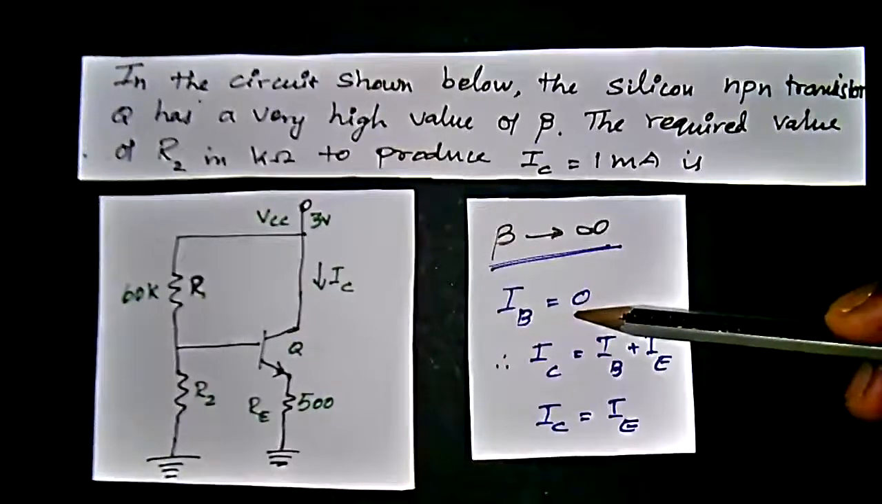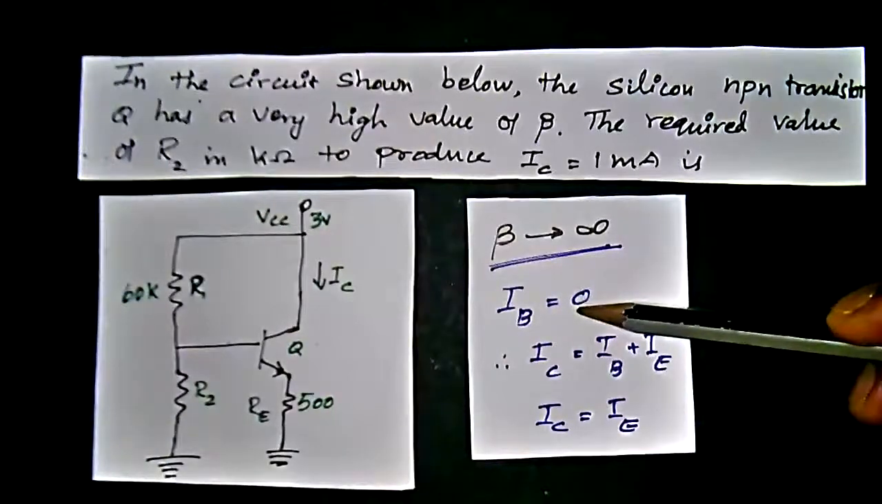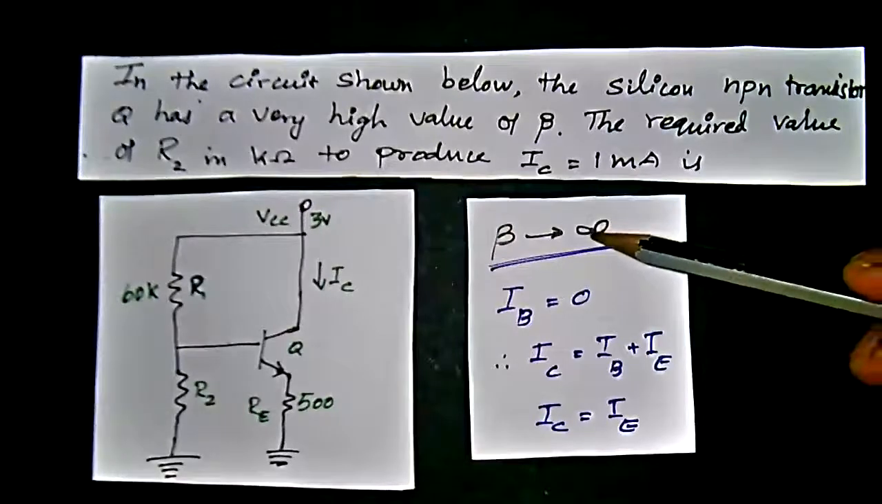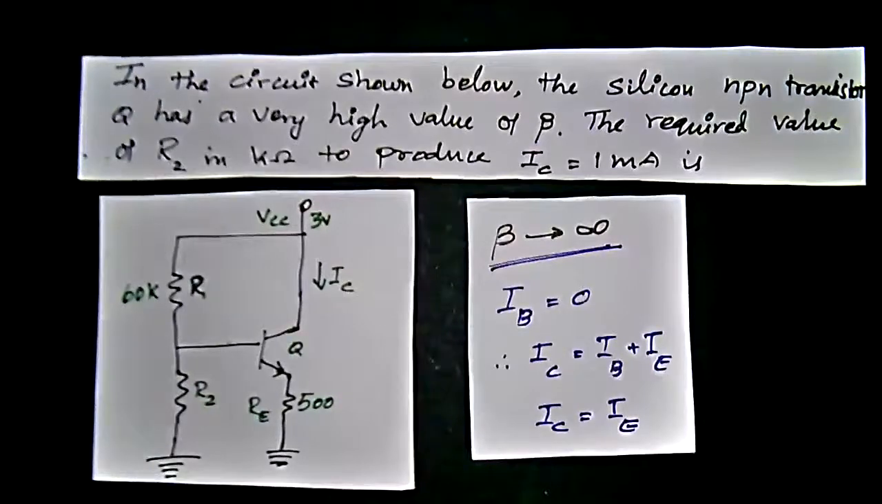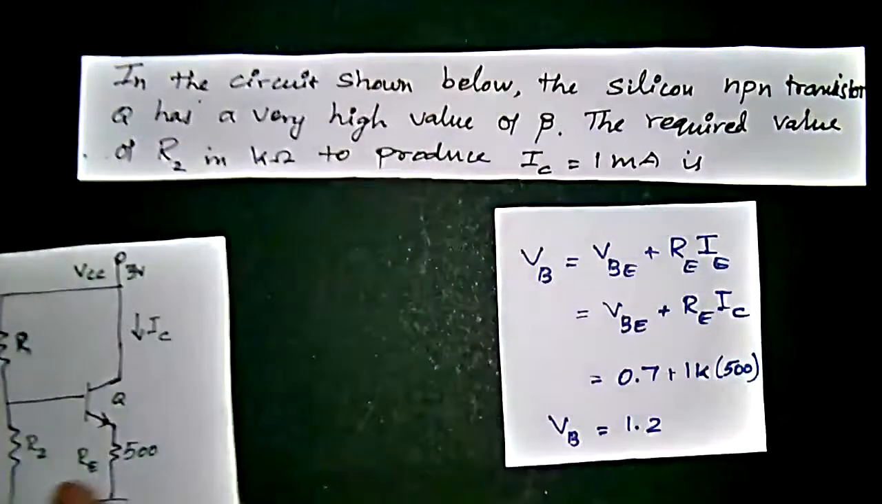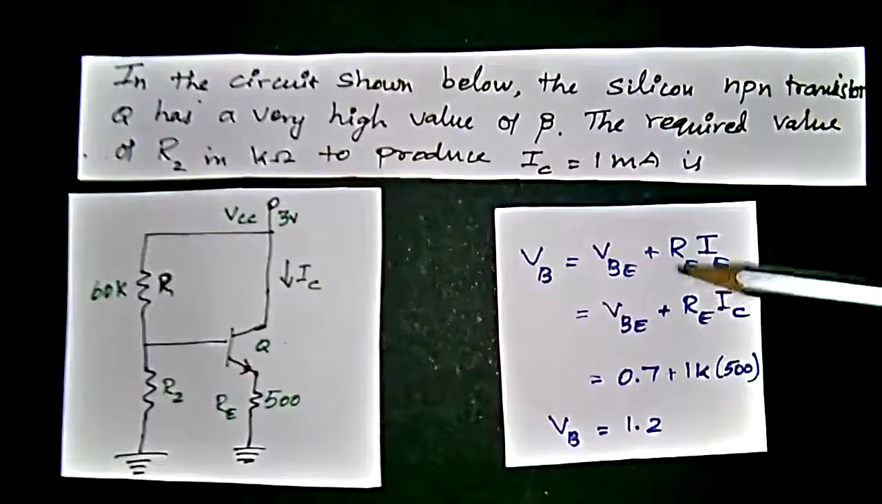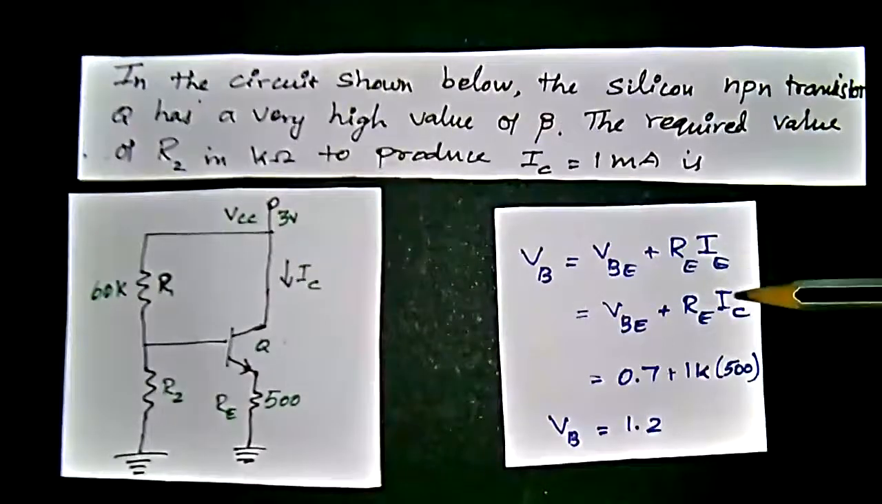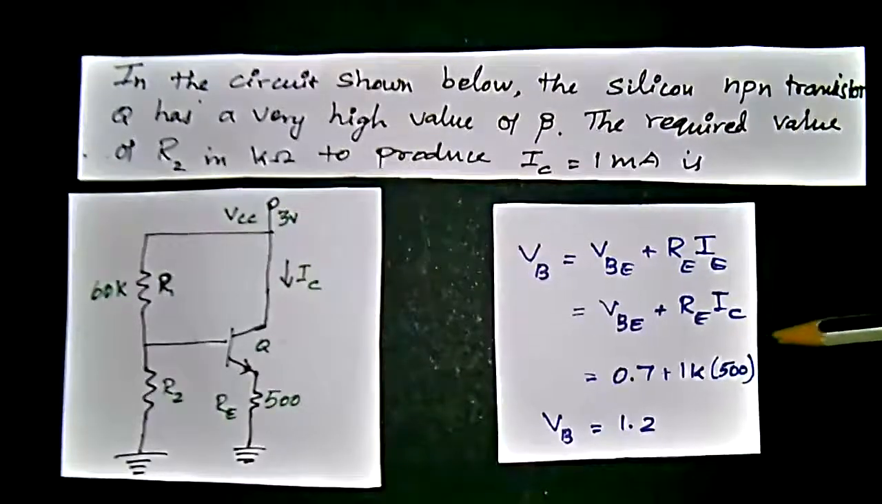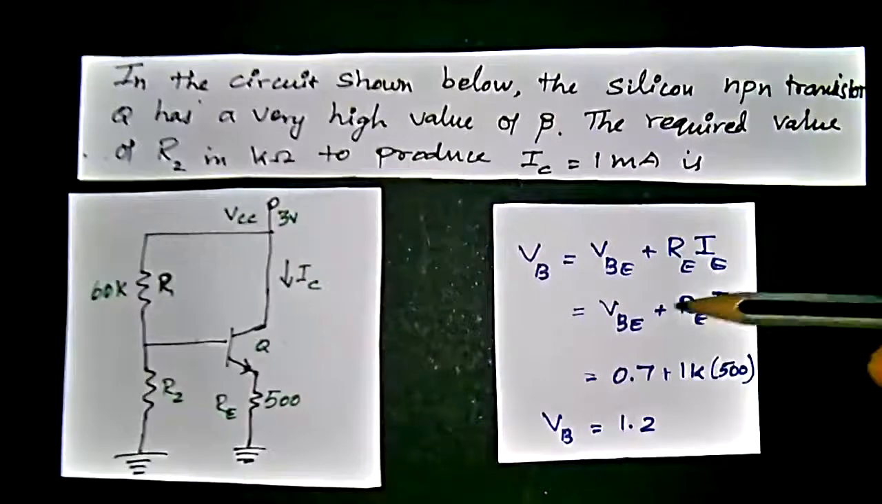Because of this IB equal to 0, the base current is 0, as the beta value is getting higher, so there is no value to that base current. Applying KVL to this loop, we get VB equal to VBE plus RE times IE. From this we already found that IE equals IC, because IB is 0, as beta tends to infinity.